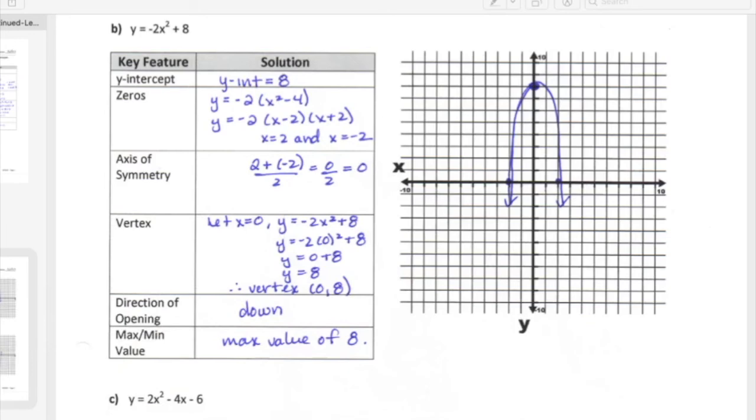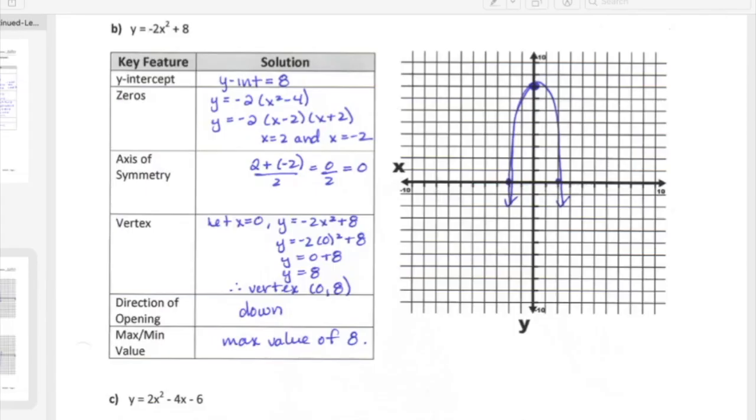Okay, the axis of symmetry, again, we have to take our two zeros, our two x values there, and add them together and divide by 2. So I have positive 2 plus negative 2 divided by 2. So positive 2 plus negative 2 gives me 0, divided by 2 is 0. So that means our axis of symmetry is going to be right in the center of this graph, right at 0.